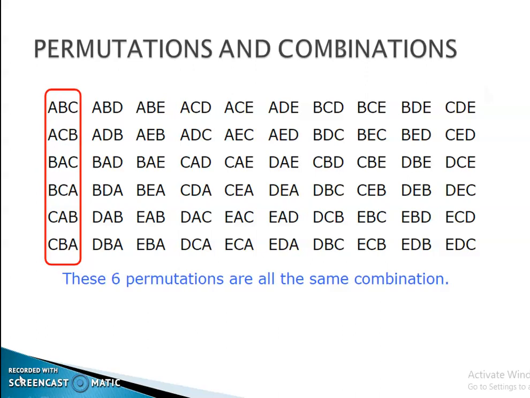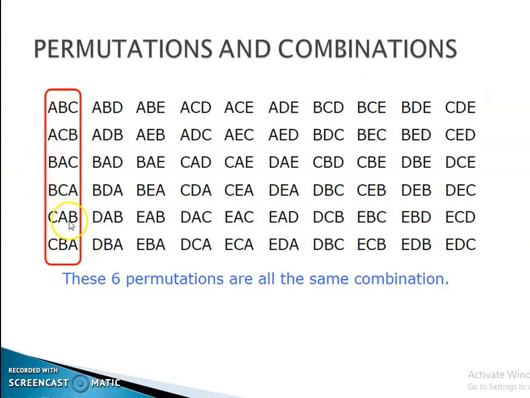Among these 60 permutations, you can see ABC, ACB, BAC, BCA, CAB and CBA. These are 6 permutations, but these 6 permutations are all the same combination because the 3 letters ABC are arranged in different orders: ABC, ACB, BAC, BCA, CAB and CBA.